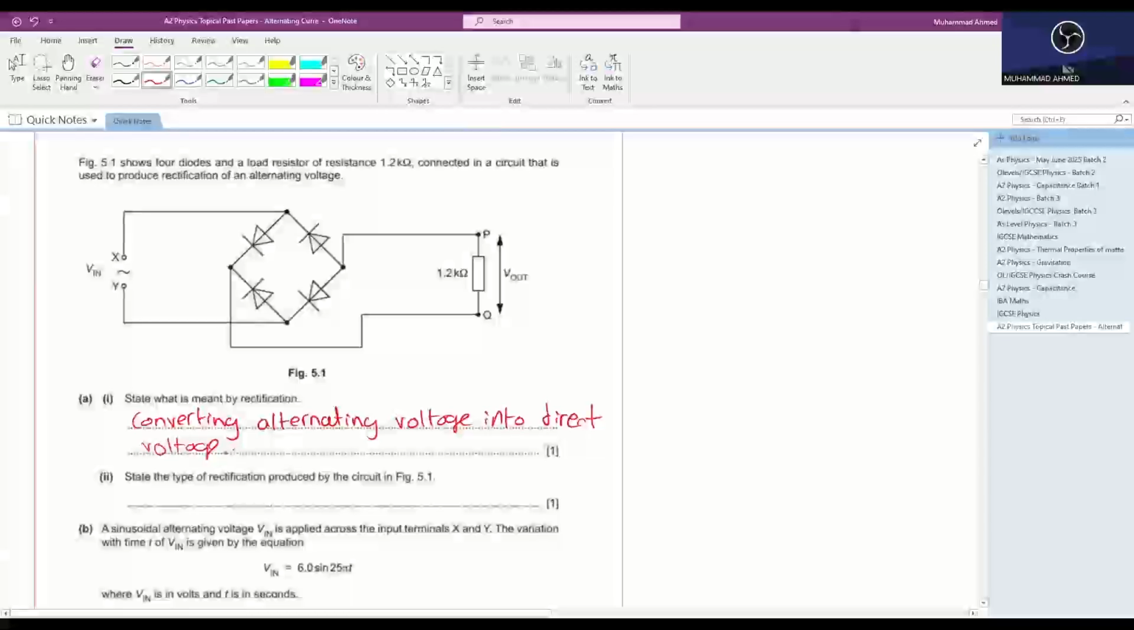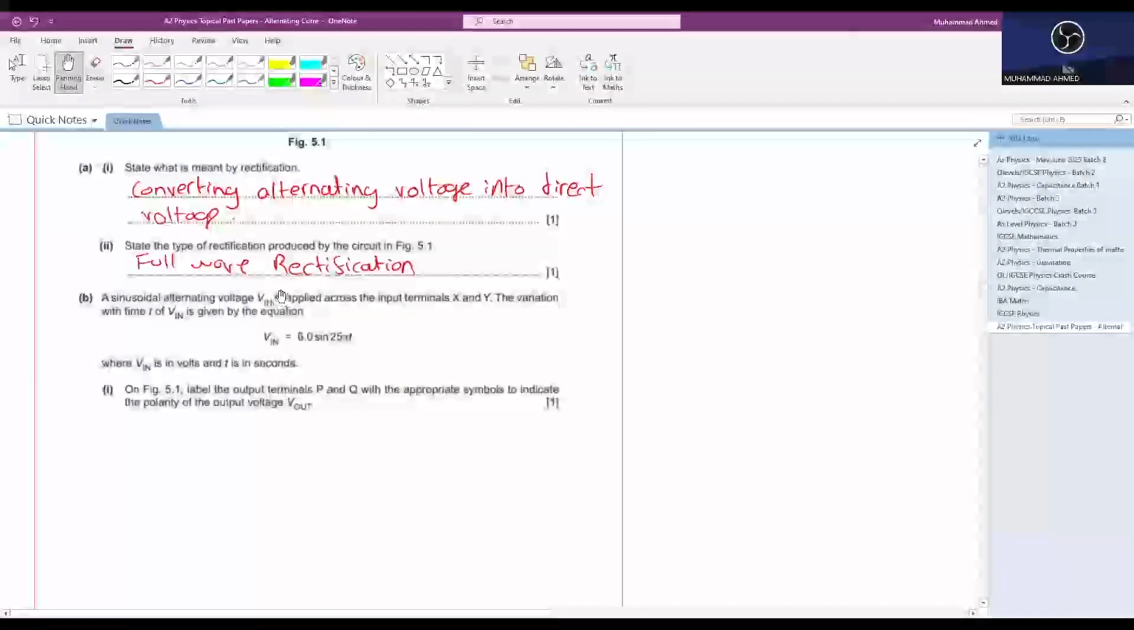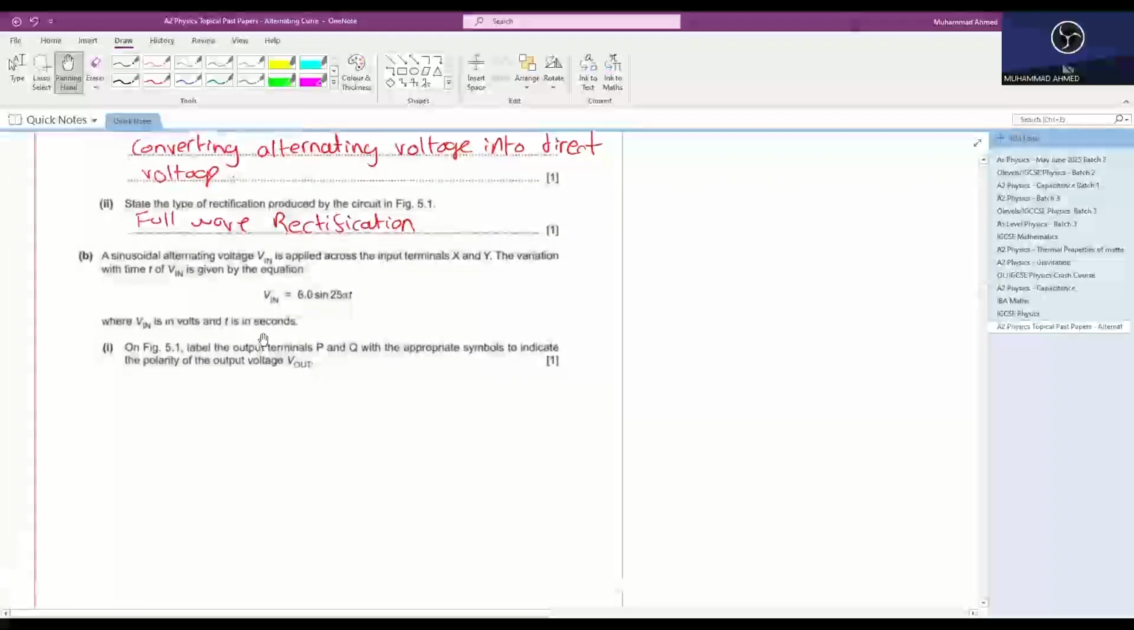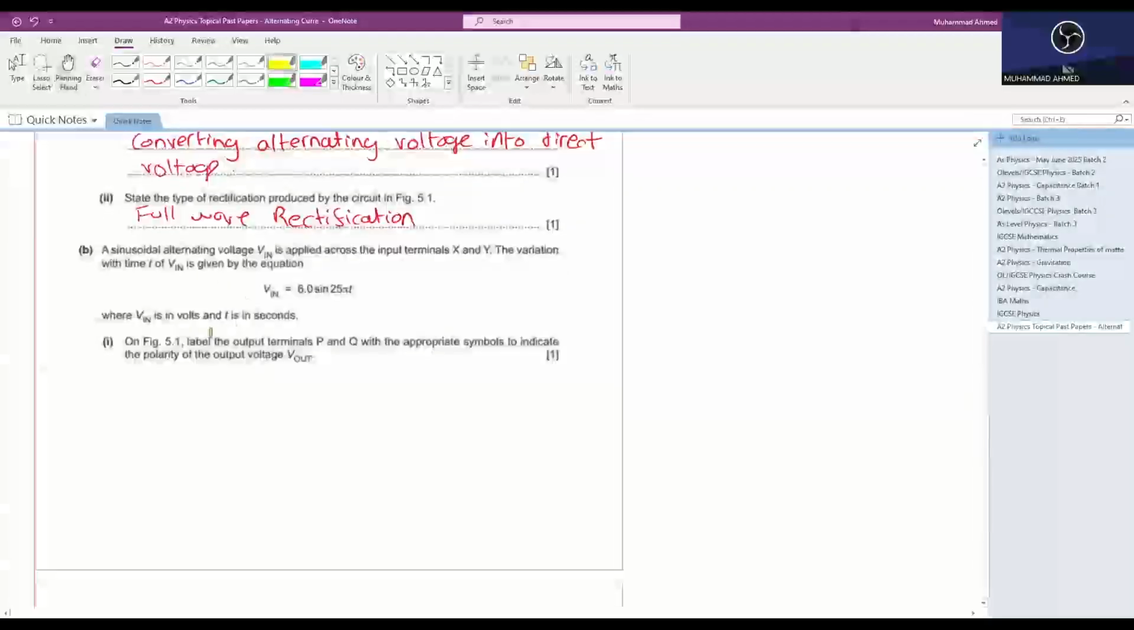Okay, state the type of rectification produced in figure 5.1. This is full wave rectification. Okay, let's further move ahead. Let's see the next one. A sinusoidal alternating voltage Vin is applied across the input terminals X and Y. The variation with time t of input voltage is given by this equation, where Vin is in volts and time t is in seconds.